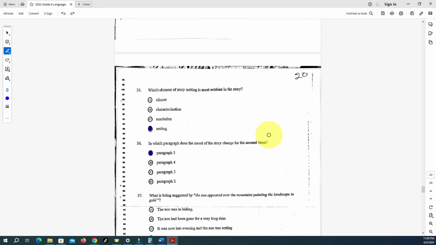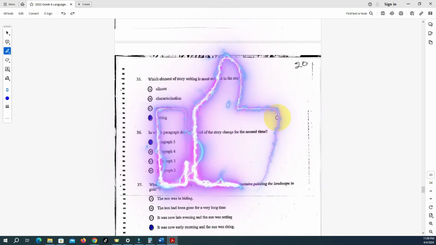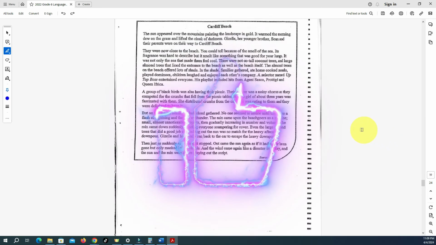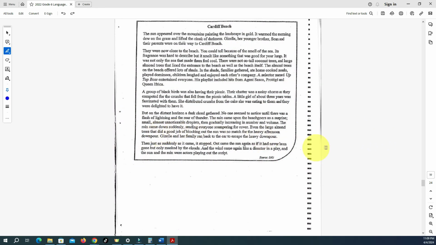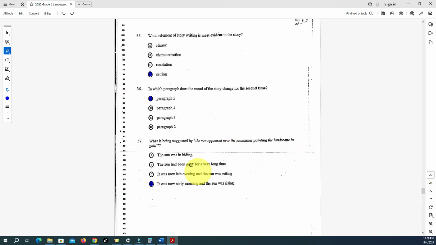Wow, very nice. I like the story. All right, so 35. Which element of story writing is most evident in the story? I'll say setting. It's describing the beach and all of that family gathering, so I chose setting. In which paragraph does the mood of the story change for the second time? I chose paragraph 5 because it changed again for the second time, where the sun is coming out again. Just as soon as it left, it came back. So I chose paragraph 5.